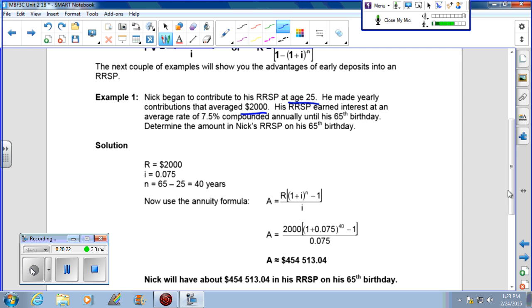So he begins contributing at age 25. Yearly contributions average $2,000. His RRSP earned interest at an average rate of 7.5% compounded annually. That's a pretty good rate of return for a relatively safe RRSP.